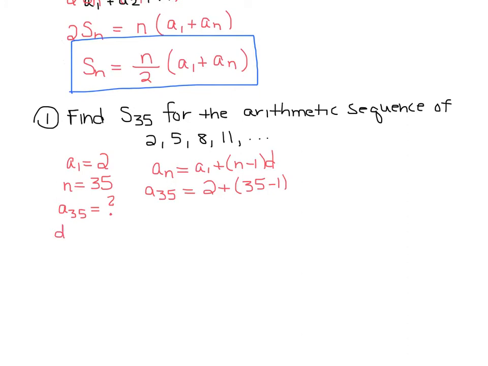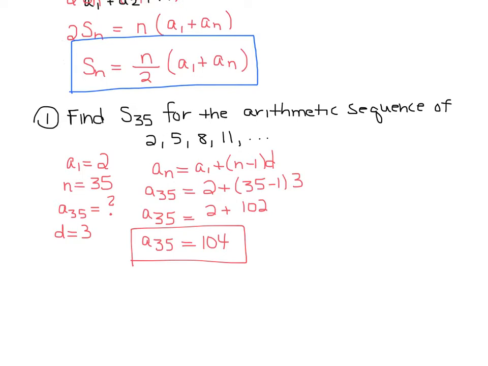And I should have written that down. d equals 3. Well, simplifying that out, we get a sub 35 equals 2 plus 34 times 3, which is 102. And we end up with a sub 35 is 104. But be careful, that's not what the problem was asking for. The problem was asking for the sum of the first 35 terms.